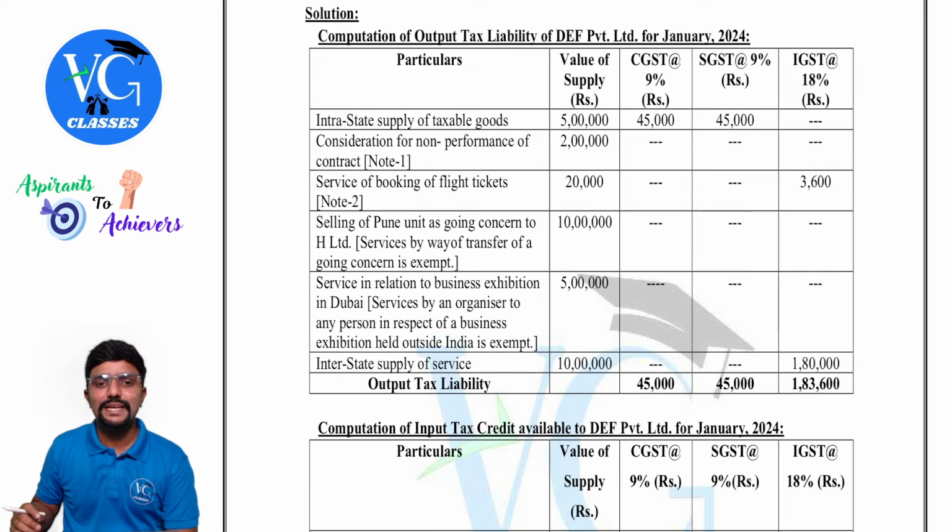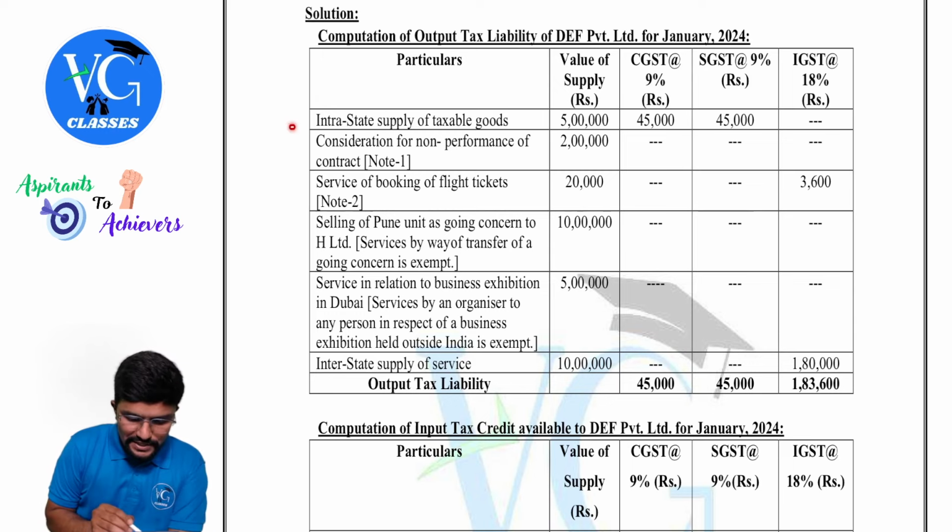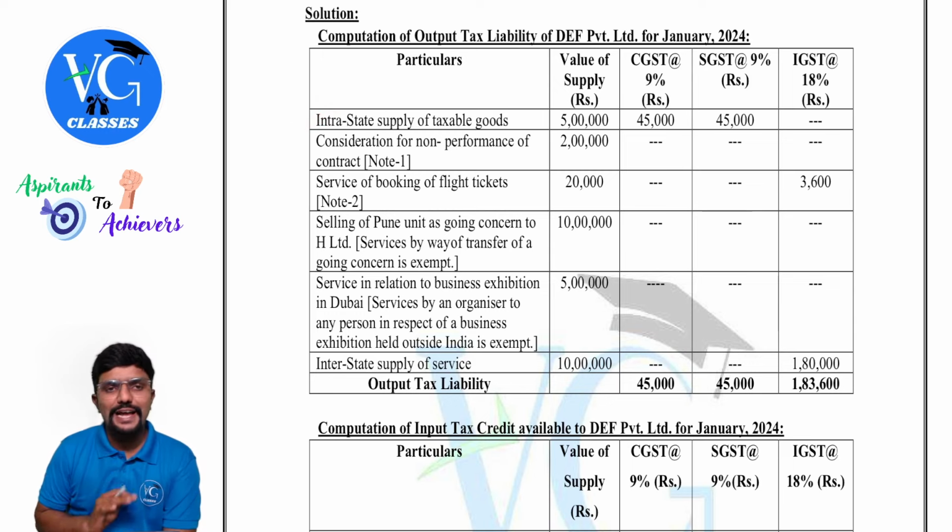Computation of output tax liability of DEF Private Limited for January 2024. This is only on outward supplies, guys. So intrastate supply of goods, it is 5 lakh rupees. So 9% each CGST and SGST as it is intrastate supply.